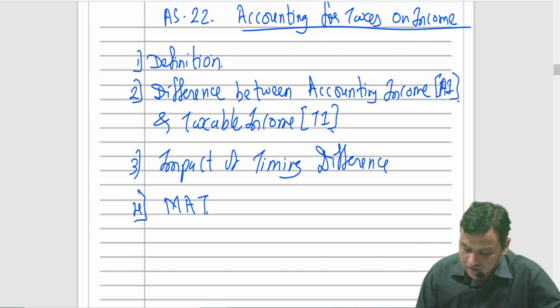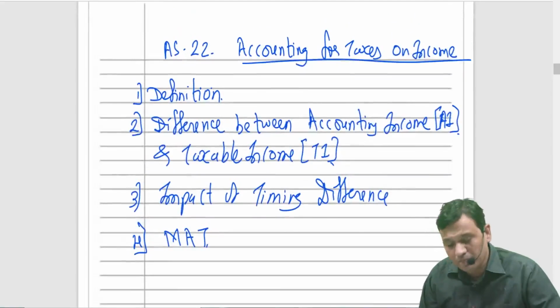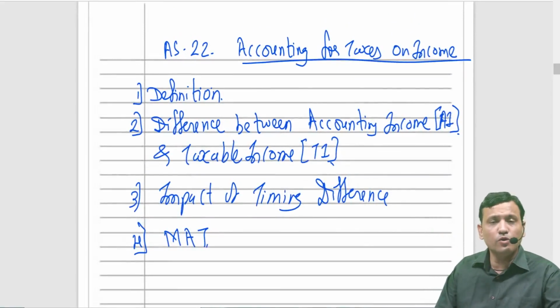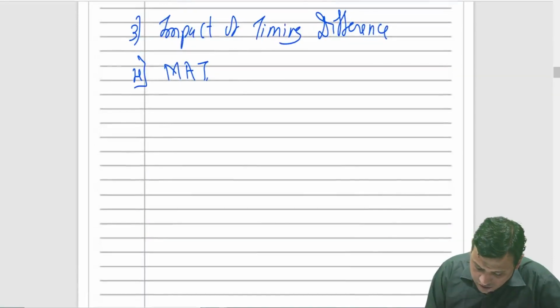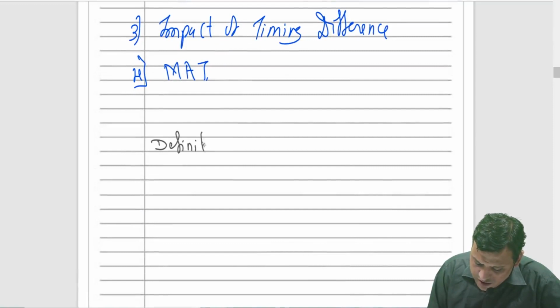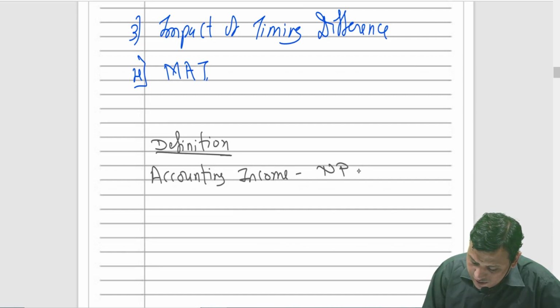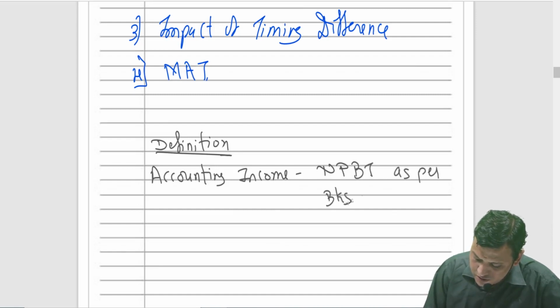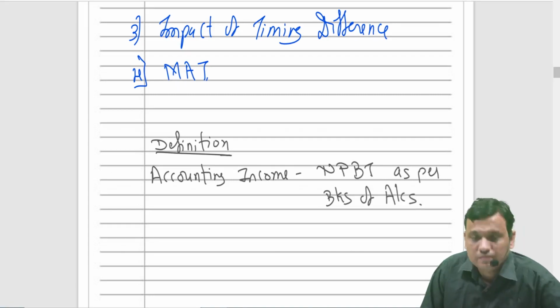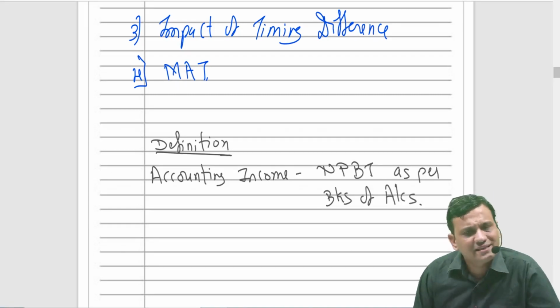Minimum alternate tax. So let's revise everything very fast, my dear students. It's a very practical chapter. You would be knowing all those things, but let us brush up very fast. First of all, in definitions, what is accounting income? Very simple. It is nothing but net profit before tax as per books of accounts.